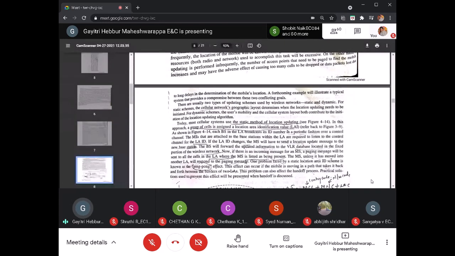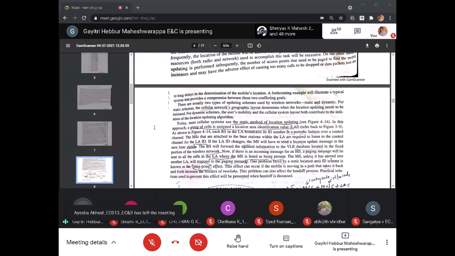As we came across static location updation and the figure which we have seen, in this approach, a group of cells is assigned a location area identification value, right? That is called the location area identity, LAI number. So that is allocated to each base station controller. In each base station controller, we have many radio base stations, right? So a group of cells is assigned a LAI number, meaning the same BSC number will be given. That's called the location area identification value, or it is also called the base station controller identification number.